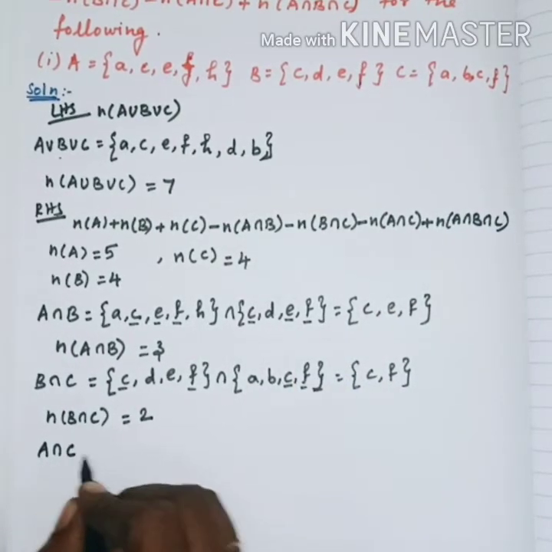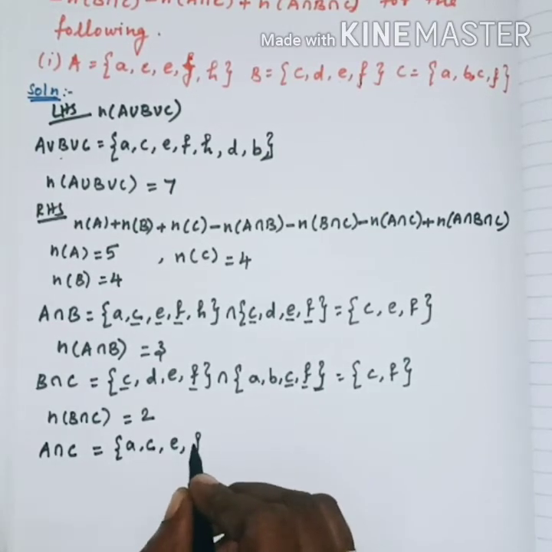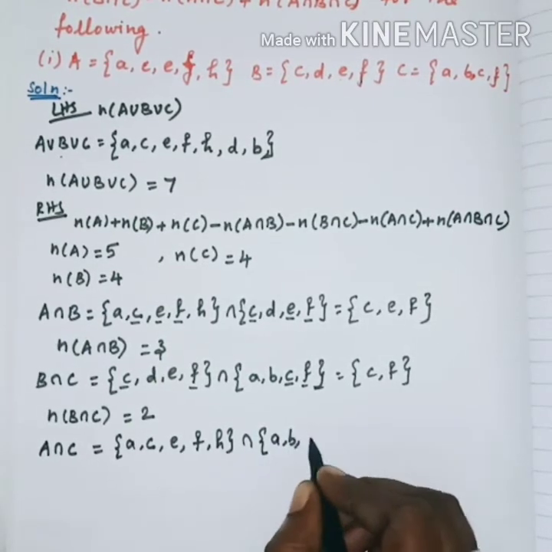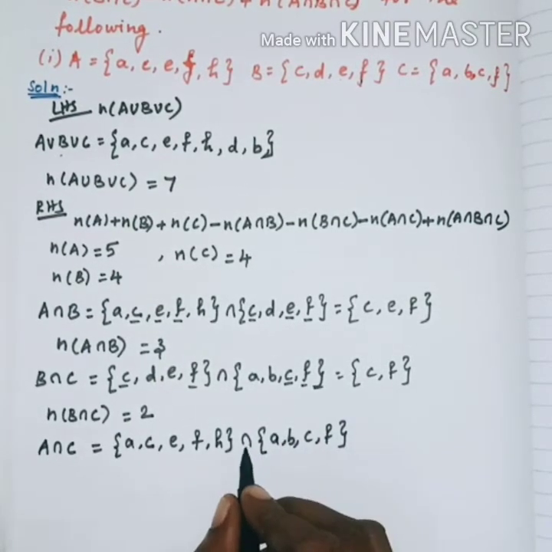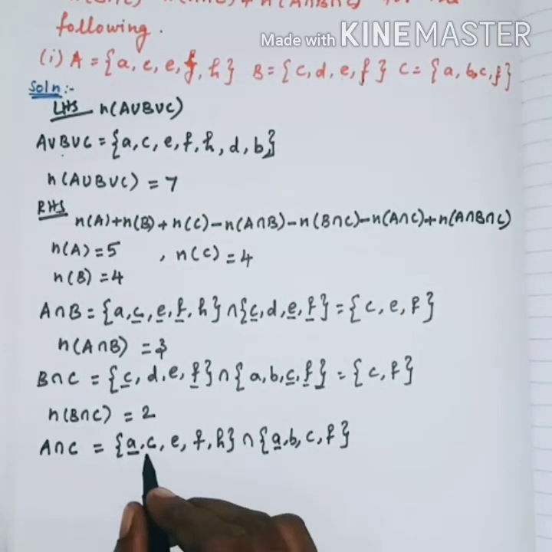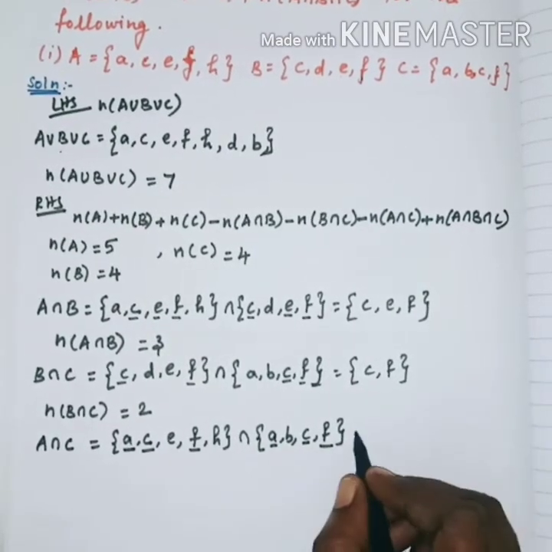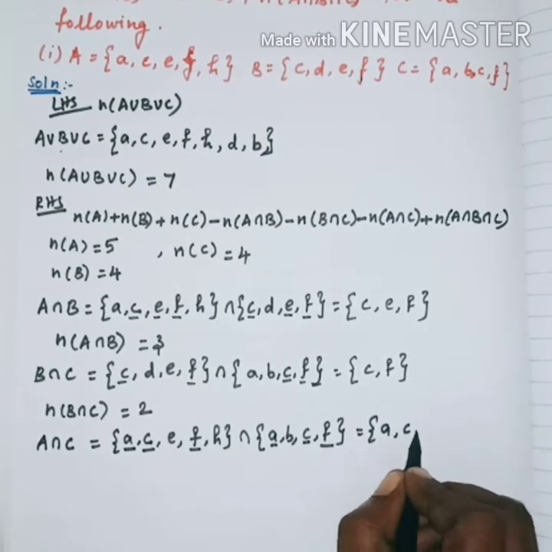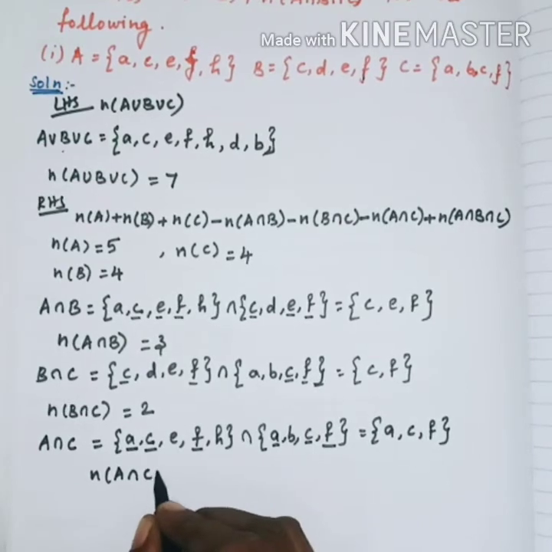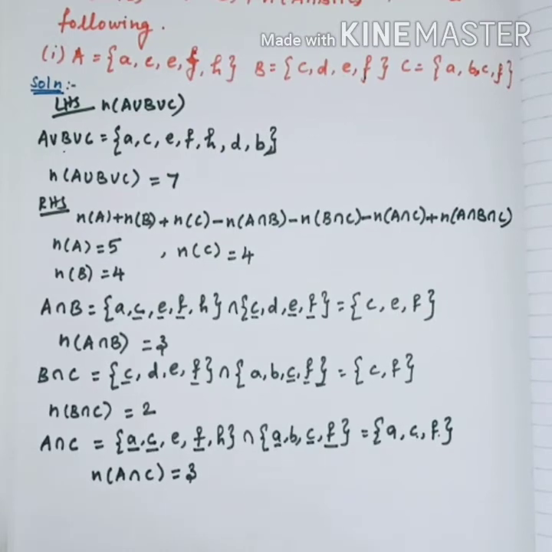Then next we have to find n of A intersection C. The set A is given by A, C, E, F, H, intersection, the set C is given by A, B, C, F. The intersection symbol is given, so we have to find the common elements. A is a common element, C is also a common element, F is also a common element. So the common elements are A, C, F. So n of A intersection C is equal to 3. There are 3 elements in A intersection C.